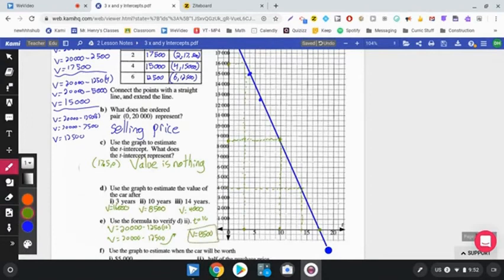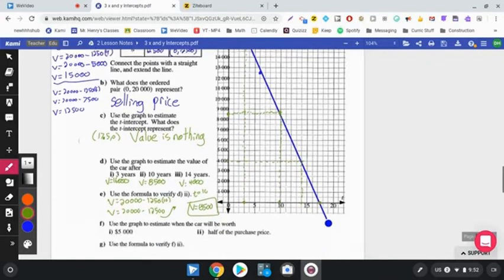V equals 8,500. So for those examples, my graph was accurate enough, or maybe I was just lazy and went to the nearest big number or nearest line instead of guessing 8,475 or something like that. But it worked. Okay, so using the formula would be an exact answer, whereas using the estimate and my graph, maybe not exact. Okay, let's move on.